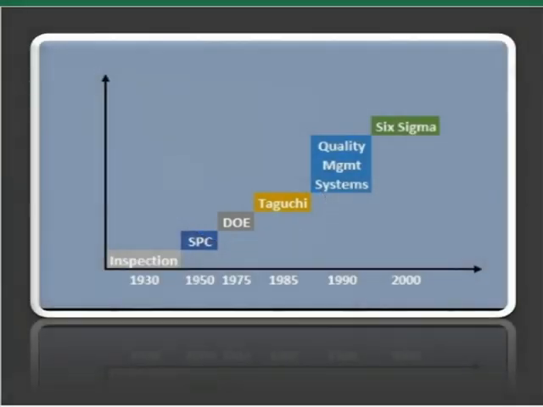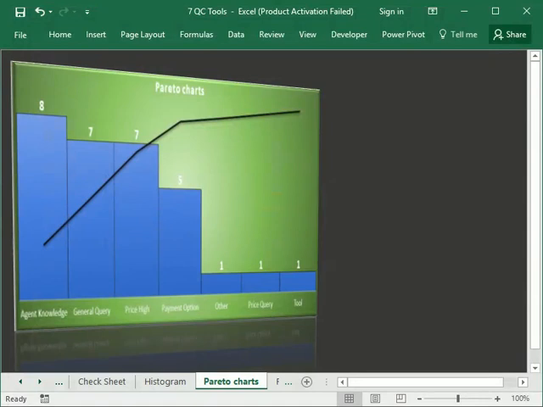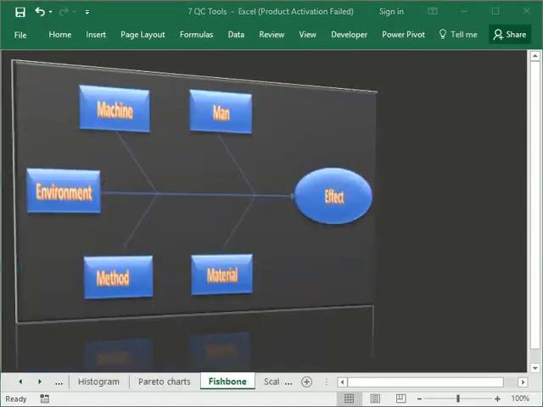Fifth tool on the list is cause and effect diagram or fishbone diagram. It is named after its fishbone shape. This was pioneered by Ishikawa, also known as Ishikawa diagram. Fishbone diagram is a powerful tool for root cause analysis.